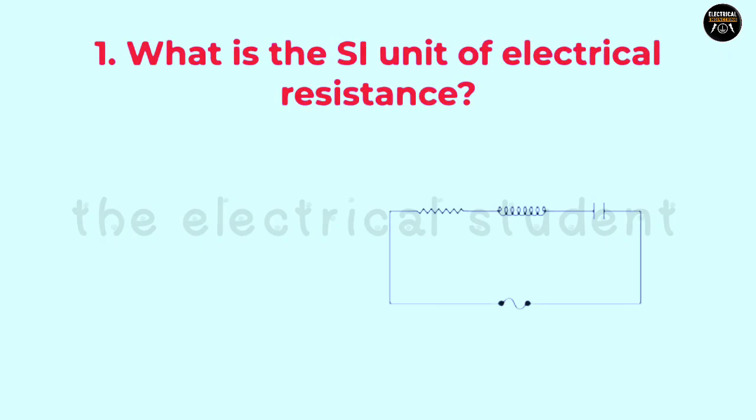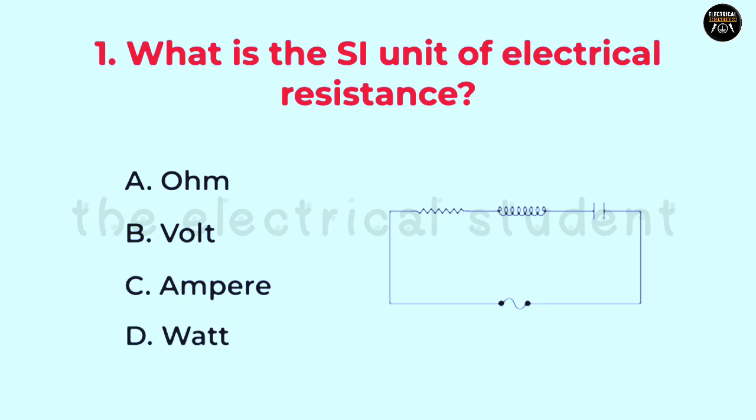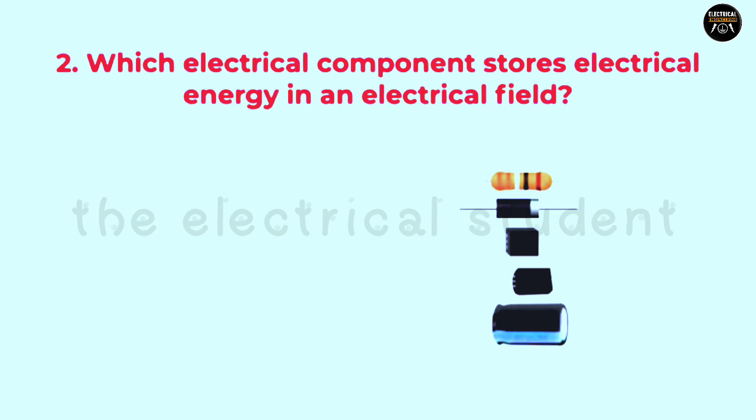What is the SI unit of electrical resistance? A. Ohm. B. Volt. C. Ampere. D. Watt. The correct answer is option A. Ohm.